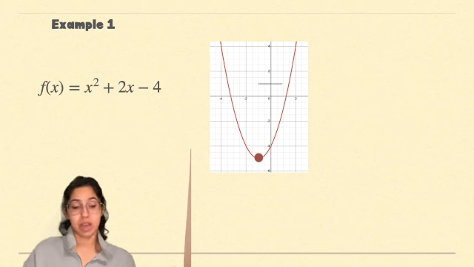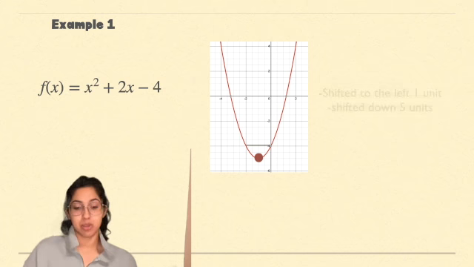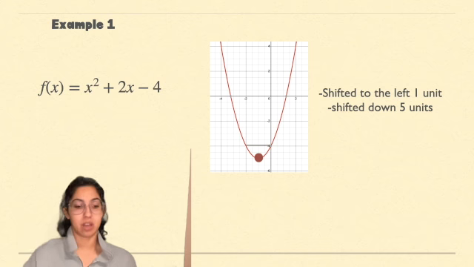Also, I know that my parent function has points at (-1, 1) and (1, 1), so it's about 2 spaces wide. So I'm going to move this and see, are they about the same distance away from each other? Yes. So it didn't stretch or shrink. All that happened was it shifted to the left 1 unit and shifted down 5 units.